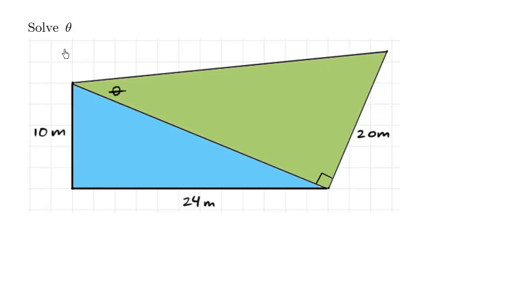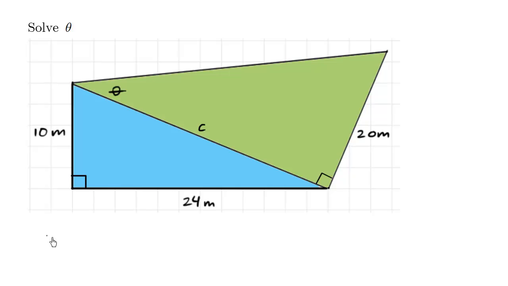Let's solve for theta in this trig problem. What we have here are two right angle triangles, and it looks like we don't have enough information to solve this angle here. So what we're going to do is find this length here. We'll just call this C, and we can use the Pythagorean theorem to solve for length C.